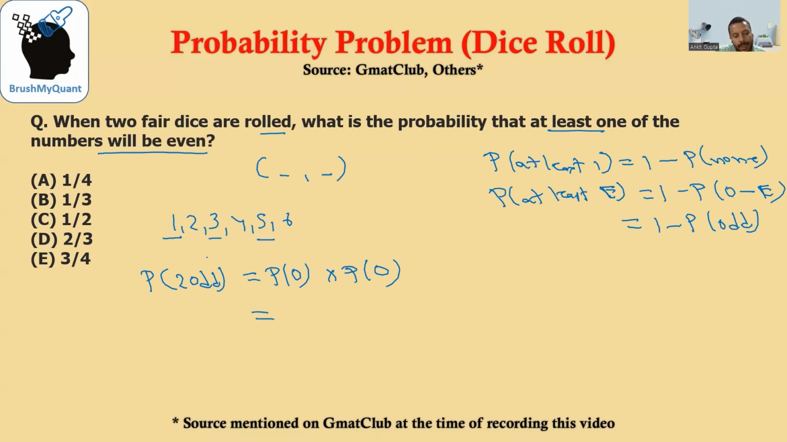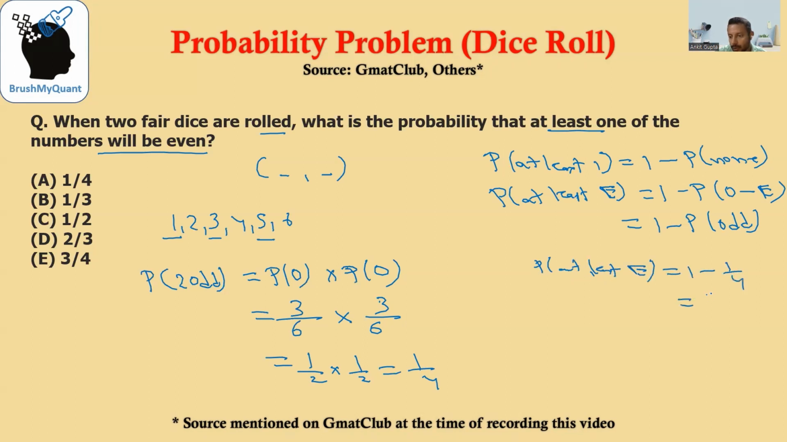So in the first case, we have 6 possibilities and 3 of them are odd. So probability of getting an odd number will be 3 by 6. And similarly, in the second dice also probability will be 3 by 6. So you'll have 1 by 2 multiplied by 1 by 2, or 1 by 4, such cases where you'll have probability of getting odd on both the dice. So that means probability of getting at least one even number is equal to 1 minus 1 by 4, which is also equal to 3 by 4. So answer will be option number E.